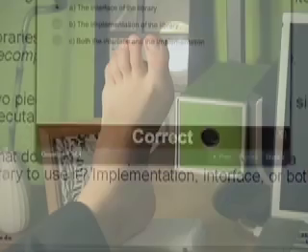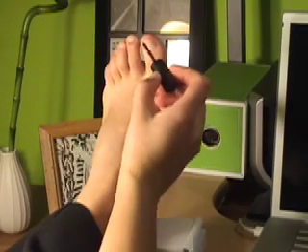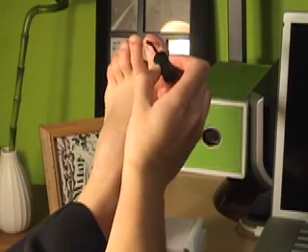Hopefully you said that the answer is that knowing the interface is sufficient. You just need to know what functions are there.